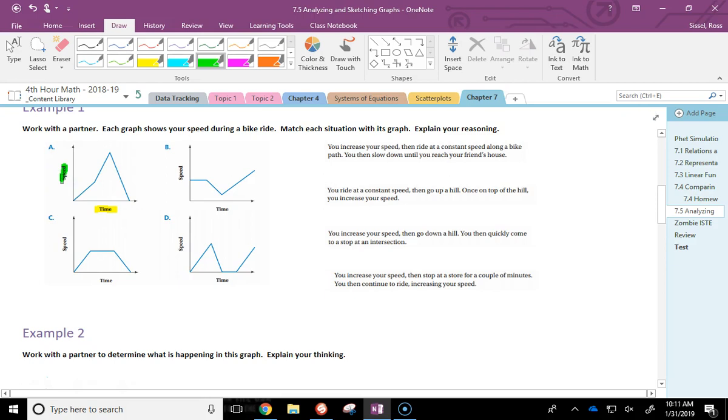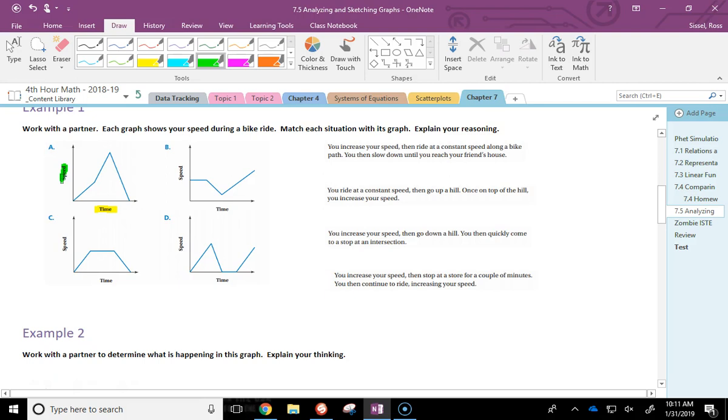Okay, I'll pause our video, give you about a minute or so. Let's read through the things and then I'll have you work. So one says, you increase your speed, then ride a constant speed, then you slow down until you reach your friend's house. You ride a constant speed, you go up a hill. On top of the hill, you increase your speed. You increase your speed, then you go down a hill. You quickly come to a stop at an intersection. You increase your speed, then stop at a store for a couple minutes, then continue to ride, increasing your speed.